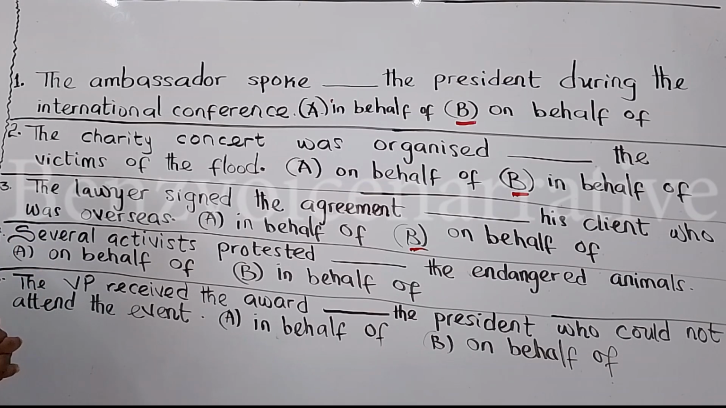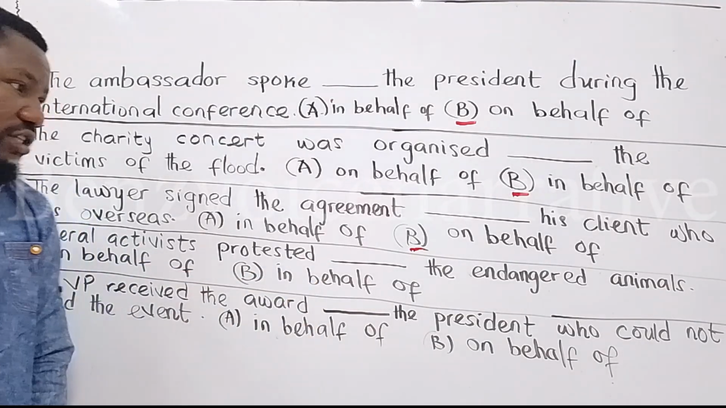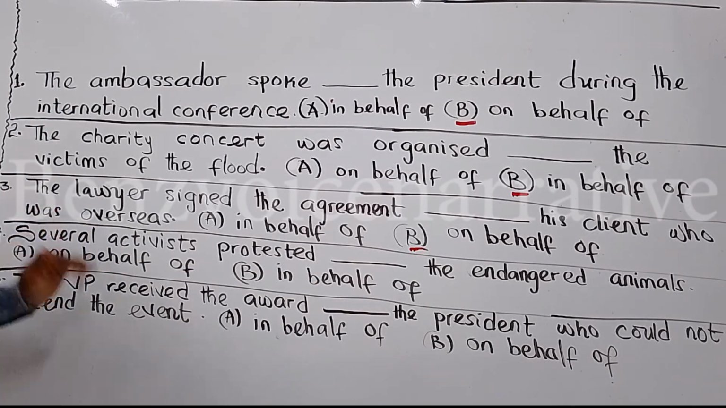So finally, from my end, question 4 says, several activists protested ___ endangered animals, on behalf of, in behalf of. Now, question 4 can be a little tricky, but as much as it feels tricky, the answer is pretty straightforward. Yes. The reason I said it's tricky is that it's possible that both options in this case are correct.